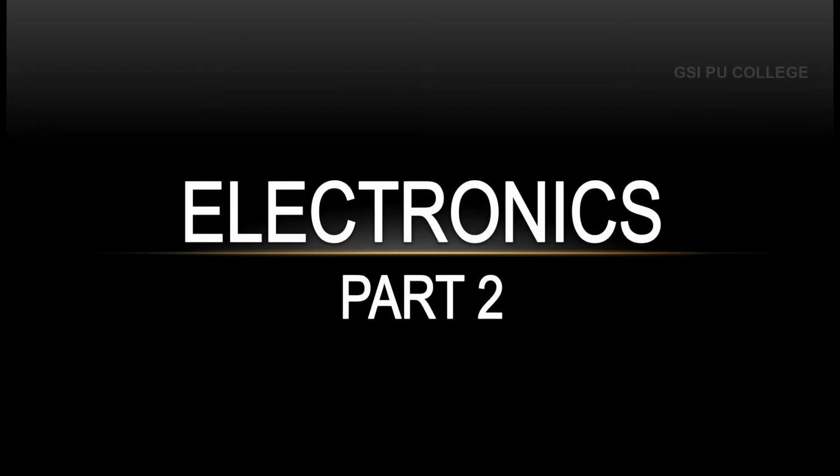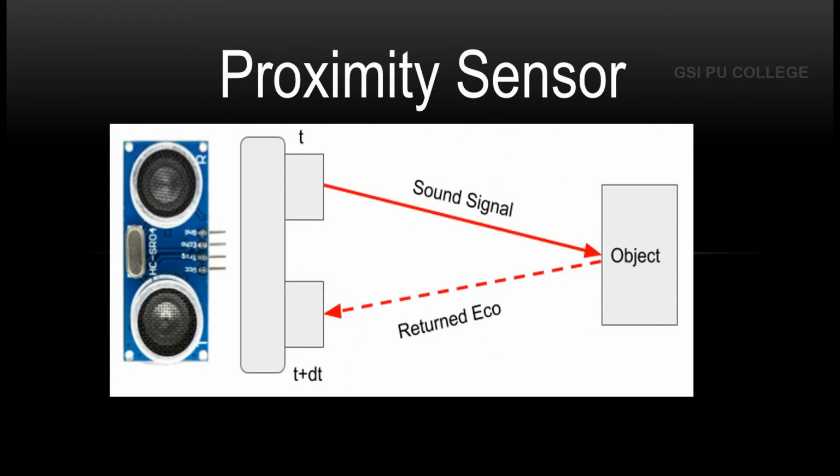Hello everyone, welcome back to part 2 of the session. In this session, we are going to discuss what are called proximity sensors. It is nothing but a sensor able to detect the presence of nearby objects without any physical contact. A proximity sensor often emits an electromagnetic field or electromagnetic radiation, that too infrared radiation, and looks for changes in the field or the return signal. The object being sensed is often referred to as the proximity sensor target.